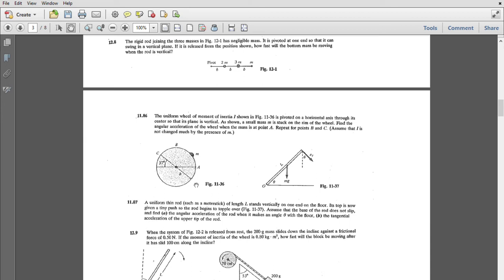So we use torque net. Torque net is going to be, well, let's see, if we're at A, torque net is going to be little m times g times b, where b is the moment arm.